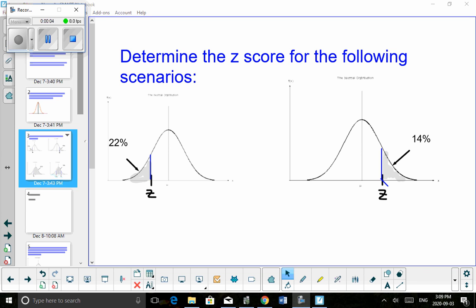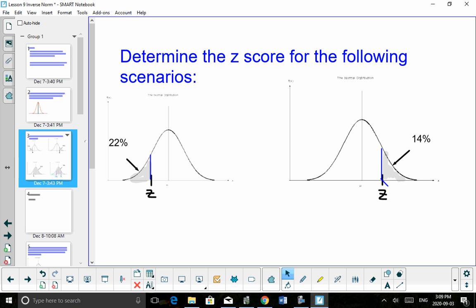Okay, guys, what we're going to do today is the exact opposite of what we did yesterday. Yesterday I gave you the z-score or the data value, and you had to use the normal CDF key to find the percent, the amount that was shaded in. Today I'm going to give you the percent and you've got to go backwards and find the z-score. The way we do this on our calculator is we use the button right under the normal CDF, and it's Inv Norm.